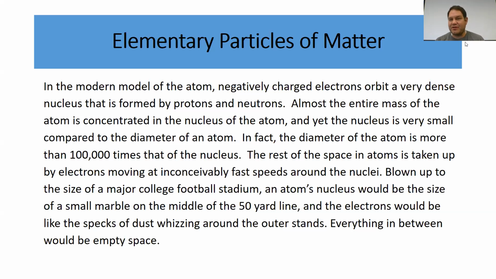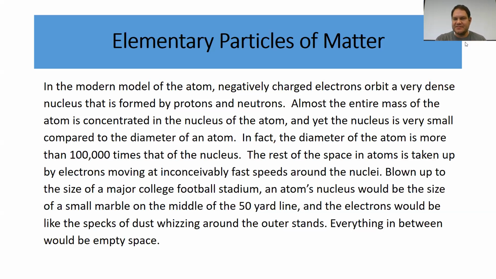And the only way that you probably would even see these specks of dust or these electrons in the stadium is because they periodically release light. Okay, so you would see these light flashes, and where those light flashes are coming from are the electrons as they're whizzing around that football stadium. Okay, so I'm just trying to give you a perspective of how small the nucleus is compared to the overall size of the atom, and really also how small those electrons are as well within the atom.